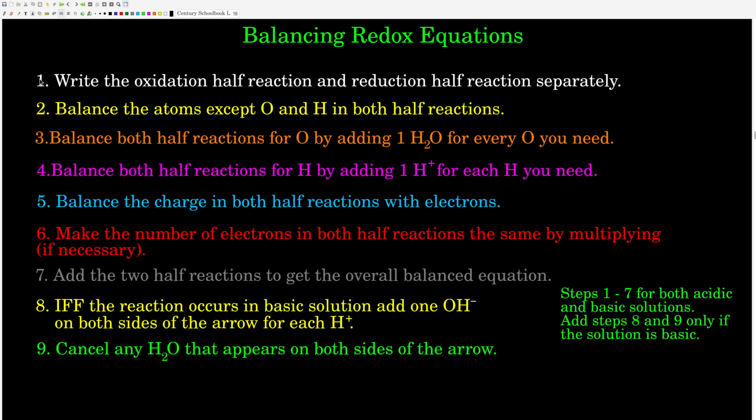If it's acidic, we do steps 1 through 7 and stop. If it's in a basic solution, we do steps 1 through 7 and then continue on and do steps 8 and 9. So let's practice.